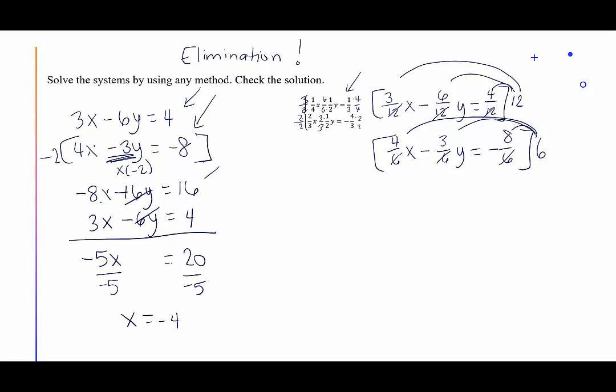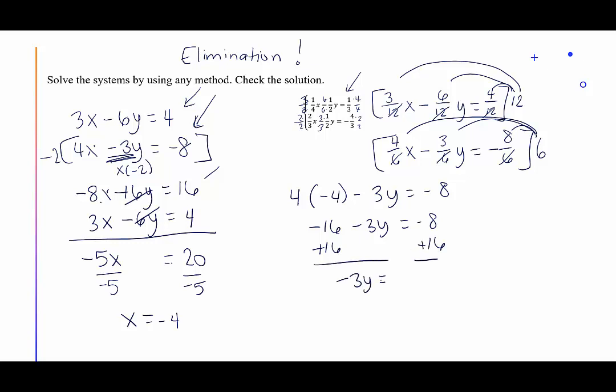So where's the bottom one? This one. I want to use the second one. So I'm going to plug in 4, and I'm replacing x with -4, minus 3y is equal to -8. 4 times -4 is -16, minus 3y is equal to -8. We're going to get y by itself, so first I'm going to add 16 to both sides. That's -3y is equal to +8, divide both sides by -3. We end up with a fraction, and y is equal to -8/3.